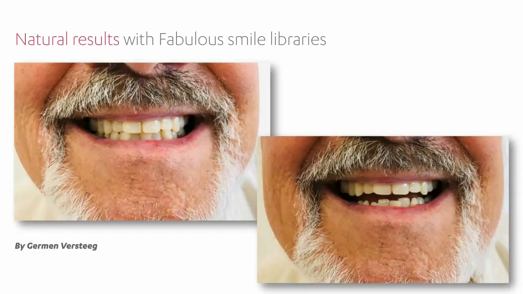Also, another really cool thing about the fabulous smile book here is that these are really natural smiles, right? And for the first time ever, we can actually do natural smiles for dentures. This is basically what you see here, a couple of pictures from a case from Germen Versteeg. You can see how these teeth, because they are natural, not artificial and nice, look totally like a natural tooth, a natural smile. So this is really, really cool. And I think the combination with the fabulous smile is fantastic.